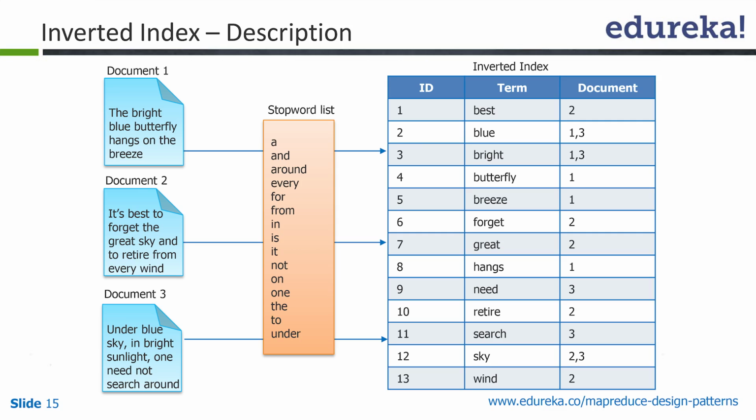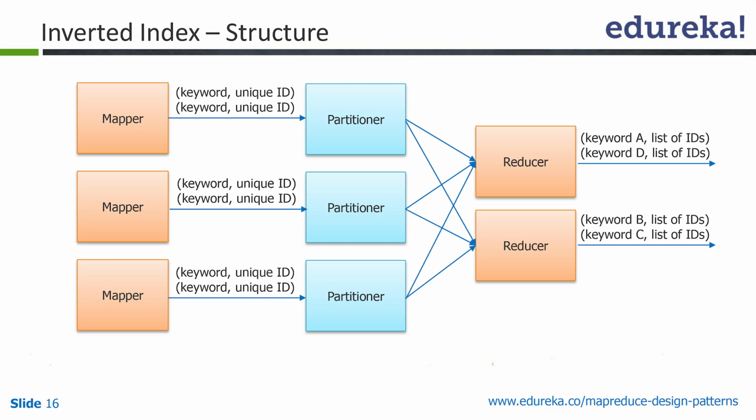Here is the structure. This is how I will be talking about the patterns in the class. We'll start with the description, then we'll look at the structure of those patterns with a diagram, and then we'll move to the applicability of such patterns, then use cases, and then examples based on that. So this is what explains your inverted index.